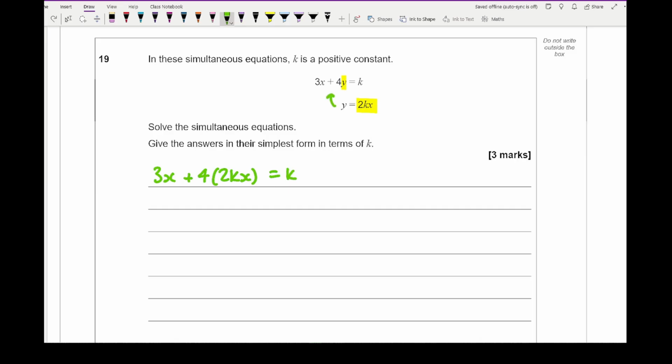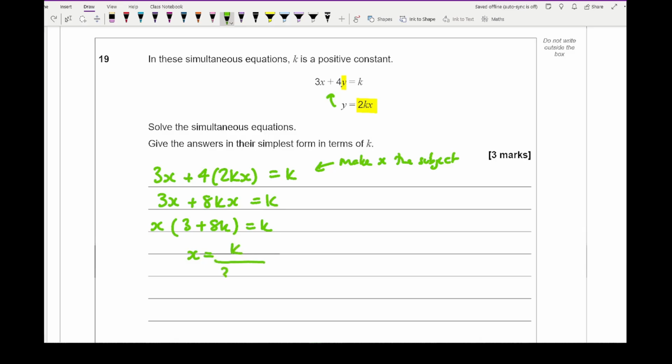And what I now need to do is make x the subject. If I expand the brackets, I get 3x plus 8kx equals k. I want to factorize this, so I get x out. So I've got x(3 plus 8k) equals k. Therefore x equals k over 3 plus 8k, and that is one of my solutions.